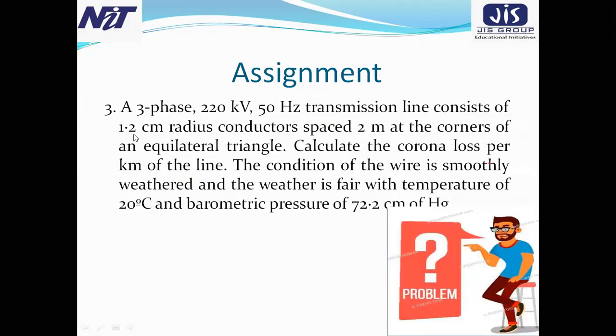Now go to the next slide. Assignment 3. A 3-phase 220 kV 50 hertz transmission line consists of conductors of 1.2 centimeter radius, spaced 2 meters at the corners of an equilateral triangle. Calculate the coronal loss P per kilometer of the line. The condition of the wire is smoothly weathered and the weather is fair, with temperature of 20 degrees centigrade and barometric pressure of 72.2 centimeters of Hg. So you can solve this also.